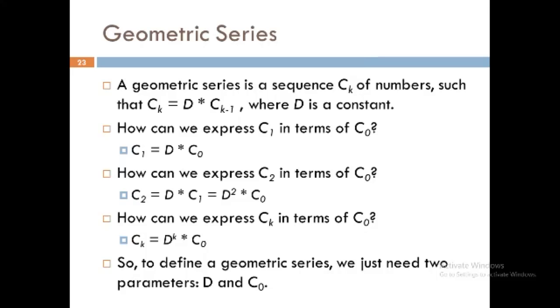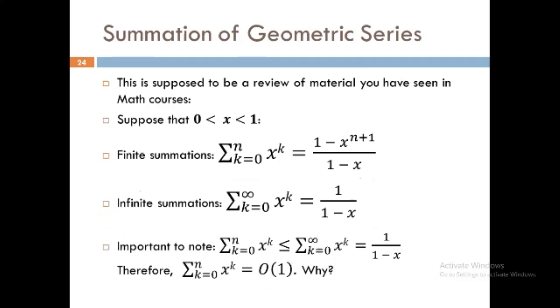So to define a geometric series, we just need two parameters, that is d and C0. By using this, we can easily find out the values of Ck, C1, C2, and so on. This is supposed to be a review of the material you have seen in a math course.